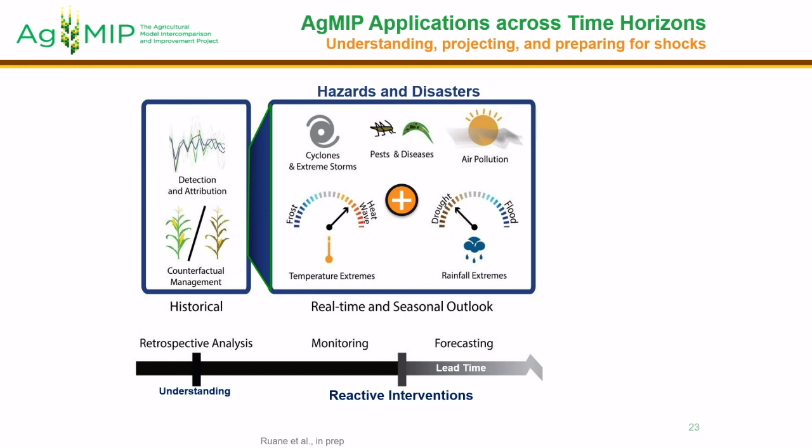So these ideas of what if we had planted earlier? What if we had used a drought-resistant variety? Could we have done better? This helps us understand the process.